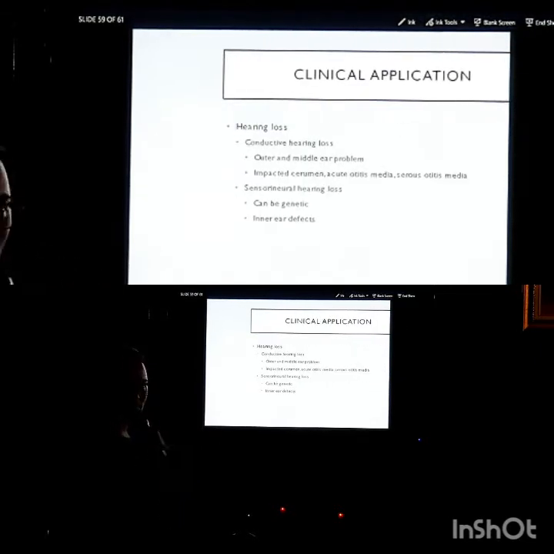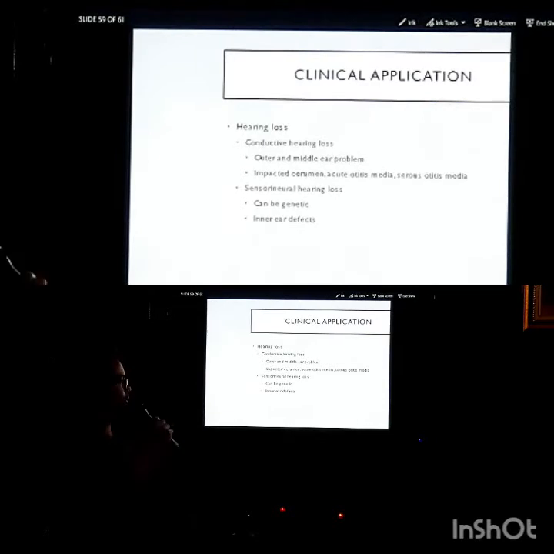Okay? Clinical application of this. Okay, we're almost through. Hearing loss. Remember, there are two types of hearing loss. You have conductive hearing loss and sensorineural hearing loss. They're very easy to remember. Conductive hearing loss, of course, involves the conductive part of the ears, the external and the middle ear. So if you have an impacted cerumen, or diseases like acute otitis media or serous otitis media.